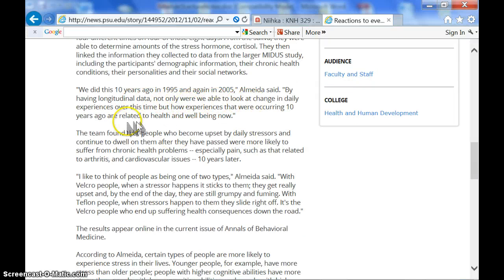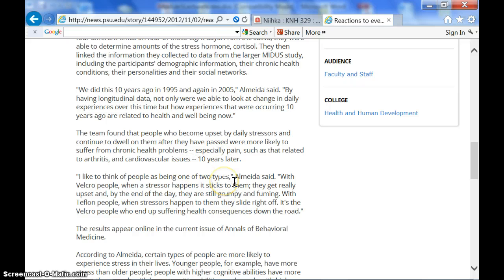They were able to look at change in daily experiences over this time. What they found was that the people who become upset by daily stressors and continue to dwell on them after they have passed are much more likely to suffer from chronic health problems, especially pain, such as that related to arthritis and cardiovascular issues. This is 10 years later.